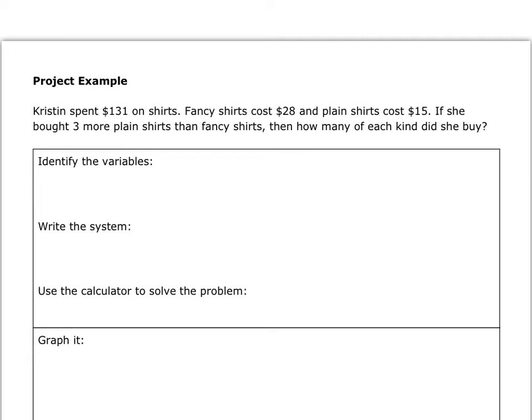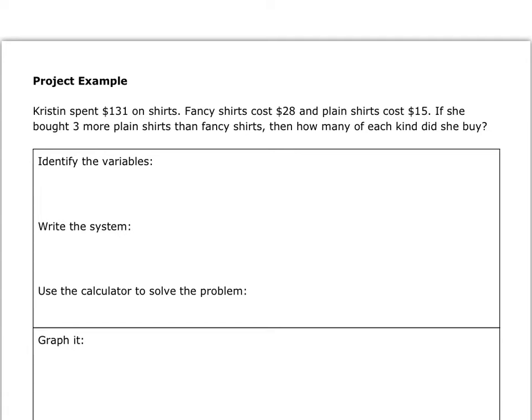This problem says, Kristen spent $131 on shirts. Fancy shirts cost $28 and plain shirts cost $15. If she bought 3 more plain shirts than fancy shirts, then how many of each kind did she buy? So this is the tricky part, I think, for some of us, is writing that system. And that's what I saw yesterday on the test.